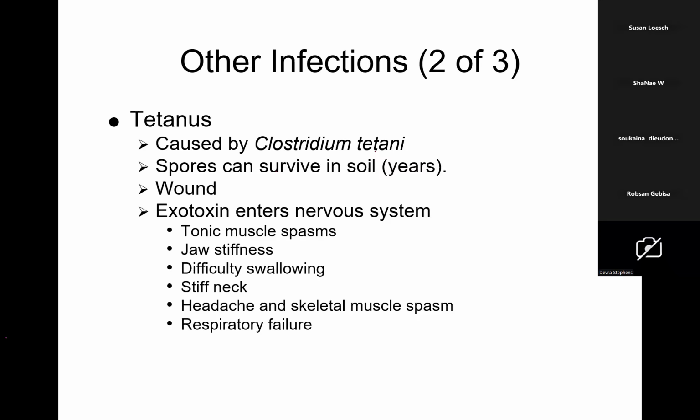It's an exotoxin that enters the nervous system, leads to tonic muscle spasms. So these clients will have jaw stiffness, difficulty swallowing, stiff neck, headache. So again, we can get the vaccination that could prevent this from happening. You have to get it every so many years.